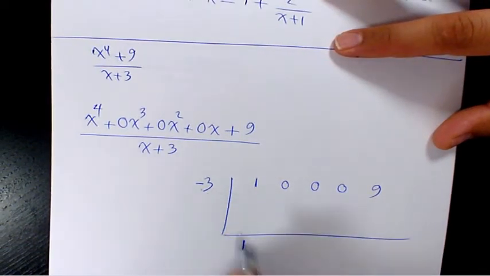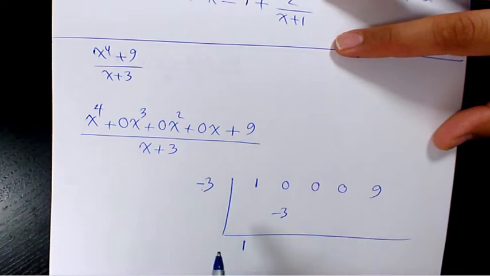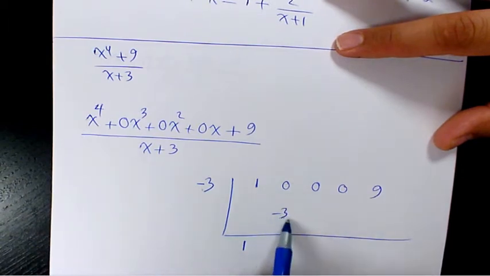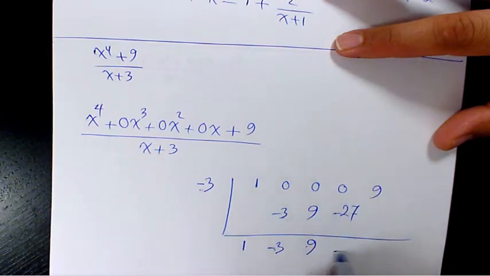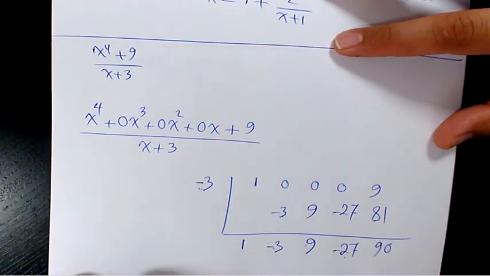1 times negative 3 is negative 3. When you add these two, negative 3 and 0 is going to give you negative 3. Negative 3 times negative 3 is going to be 9. 9 plus 0 is going to be 9. 9 times negative 3 is negative 27. Negative 27 plus 0 is the same thing. When you multiply that, that's going to be 81. 81 plus 9 is going to be 90.